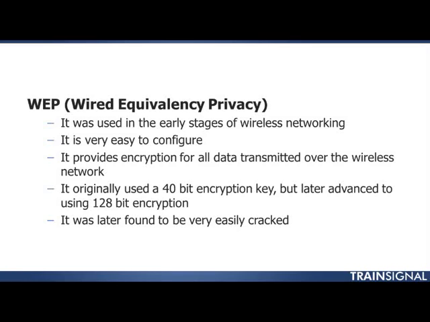It did provide encryption for all the data transmitted over the wireless network. It started off using a 40-bit encryption key, which, again, when it first came out, was considered to be secure, but very quickly advanced to a 128-bit encryption, which, again, for a while was considered to be secure, but then a very short time later, it was found that 128-bit encryption was not that difficult to crack.